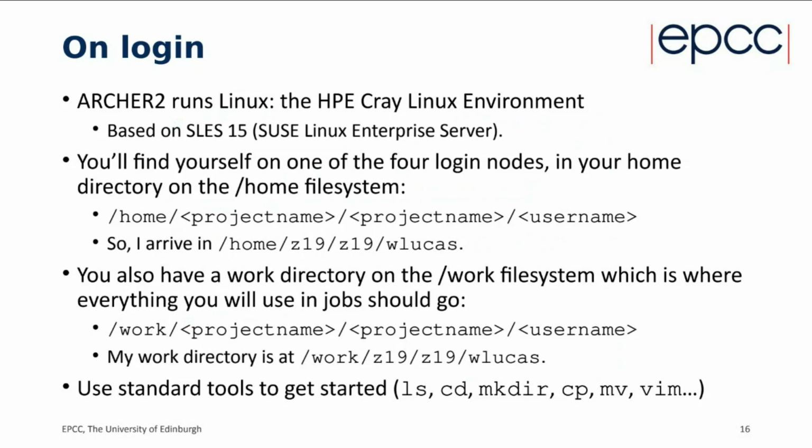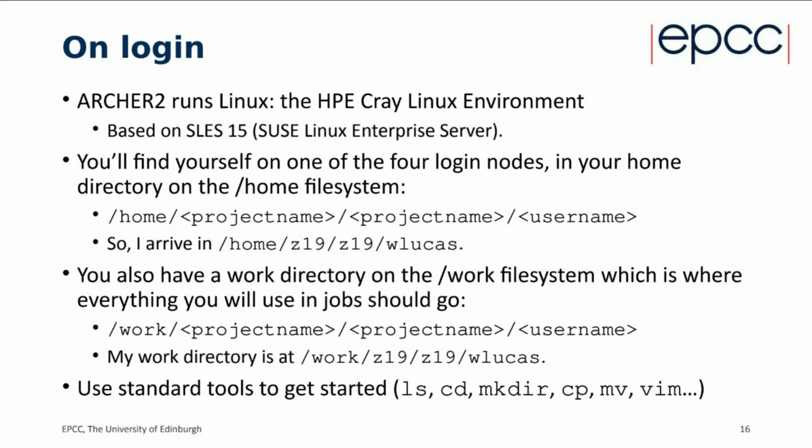So ARCHER2 is a Linux system. It runs what's called the HPE Cray Linux environment. That's based on SUSE Linux Enterprise Server version 15. Maybe you've used that, or you've used OpenSUSE, which is very similar to it before. You might notice some similarities if you look at the system software. And you'll find yourself in your home directory, which lives on the home file system. So that means you'll have a path through to your home directory, which is something like /home/ and then your project name, the same one that you provided to get to your account, / your project name again, and then / your username. So I'm in the z19 project. So my home directory, where I'll land on login, is /home/z19/z19/wlucas.